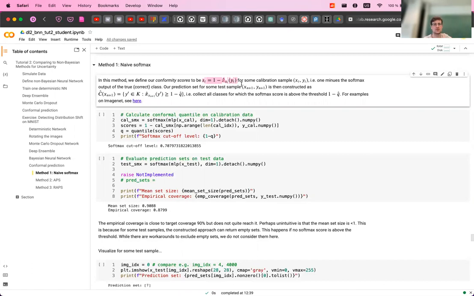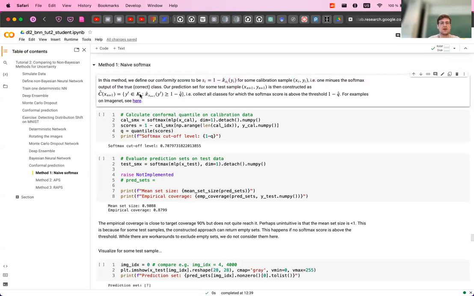And then all we do is we take 1 minus the softmax the model gave the 9, right? Intuitively, if the model is correct, then that softmax will be super high, so the value will be small. If the model is not correct, that value might be large. All right, and so we compute these scores, and then we do the whole quantile thing.